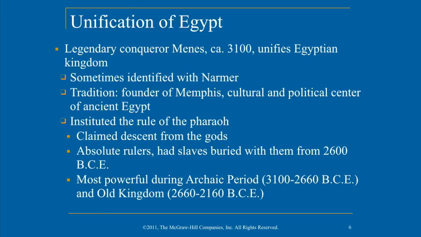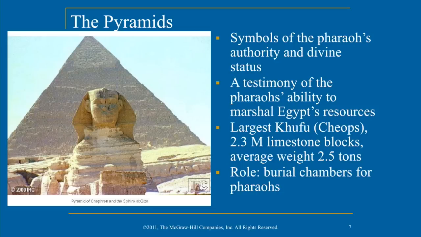Now, the most powerful kingdoms under the Egyptian banner are during the Archaic period, which is 3100 to 2660 BCE, and the Old Kingdom, which is 2660 to 2160 BCE. Many of you will find this picture very famous. It's the pyramids, a symbol of the pharaoh's authority and divine status. If you think about it, this is kind of an interesting symbol.